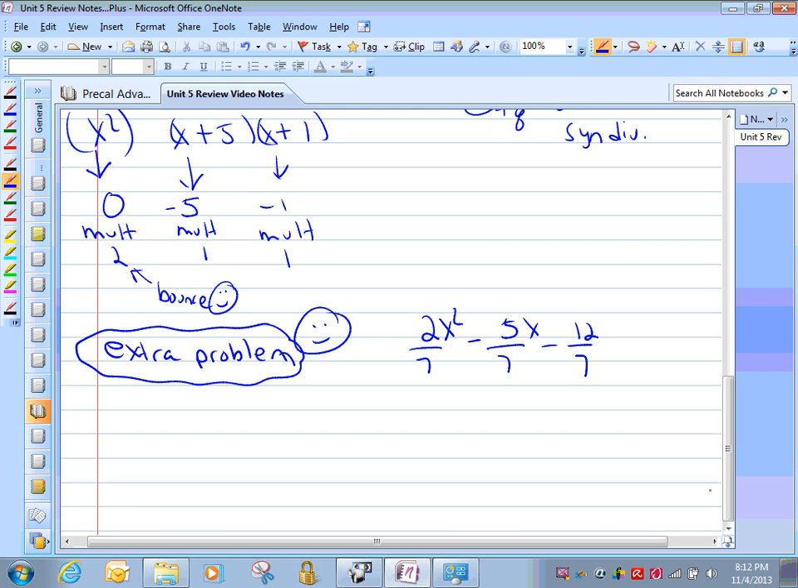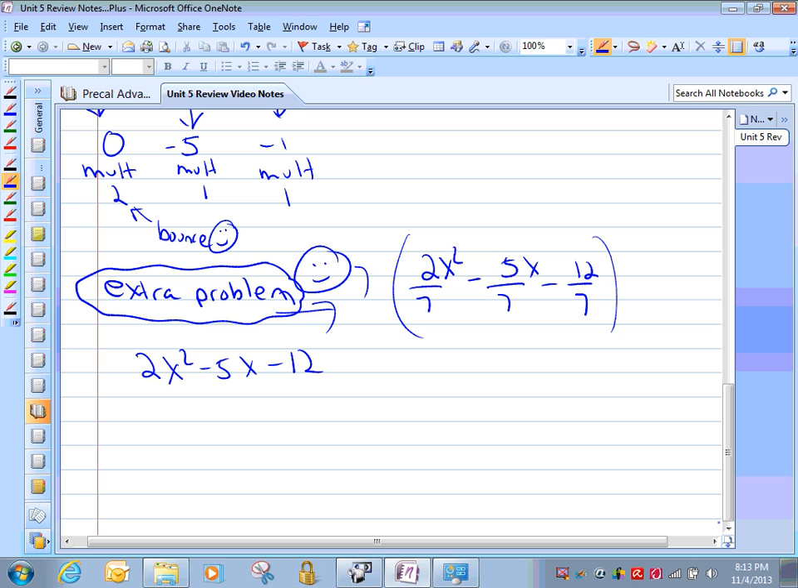If you were to have a problem similar to the last one where we were asked just to find the zeros and you had fractions in it, clear out your fractions. Please clear out your fractions. Here's just an extra example right here. These all have a denominator of 7, so you could multiply your entire polynomial by 7. It would clear all your denominators, and you would be left with 2x squared minus 5x minus 12 in this case. So let's go ahead and finish this one.